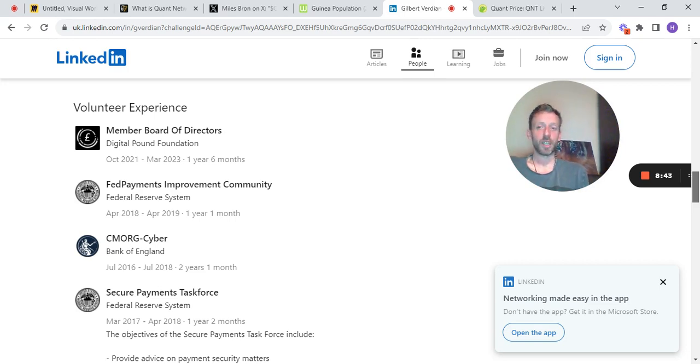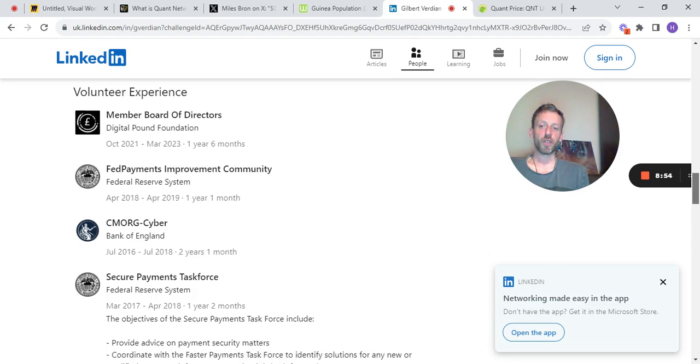It's coming. Unfortunately, it's coming, but it is what it is. The Fed Payment Improvement Community at the Federal Reserve System, and the Bank of England at Seymour Cyber Secure Payments Task Force Federal Reserve System.